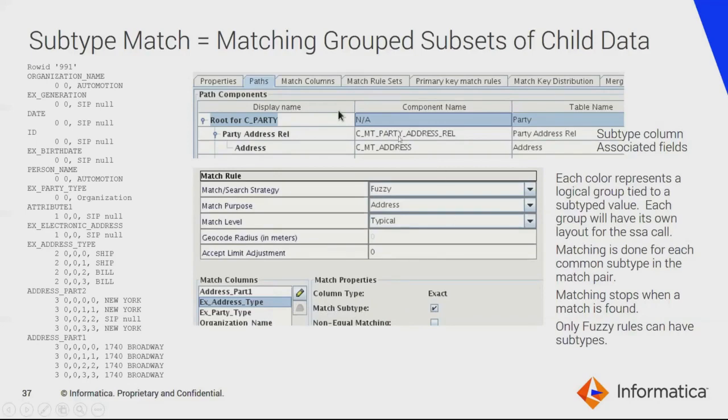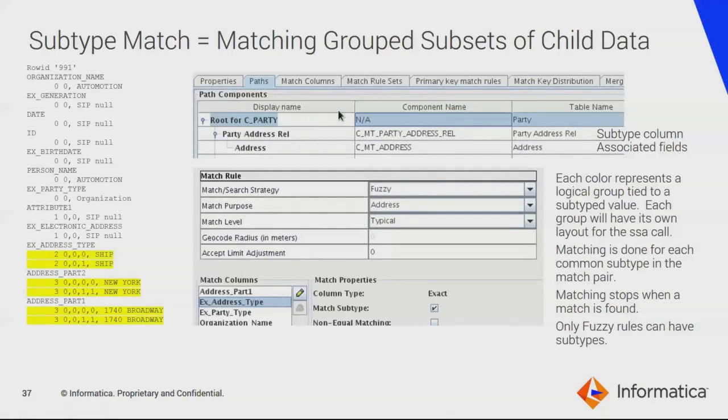Okay, so the match subtype is typically in a relationship table, and the associated fields tied to that type are typically on the other side of that relationship table. So we've got a party address row with an address type field, which is tagged as the subtype, and then we've got address, which contains our address lines. The address type has 2 different types, ship and bill. So in subtype matching, we break up the record into 2 different layouts: a shipping layout, which only contains records tied to the shipping type, and a billing layout, which contains records tied to the billing type. This obviously shoots up the number of SSA calls we need to do, because we need to do this for both sides, right? We need to do it for both the search record and the file record.